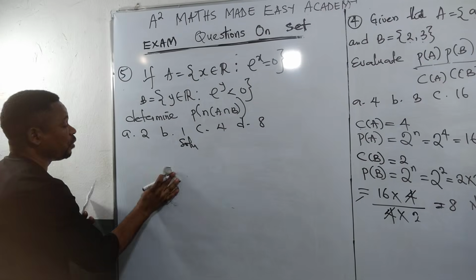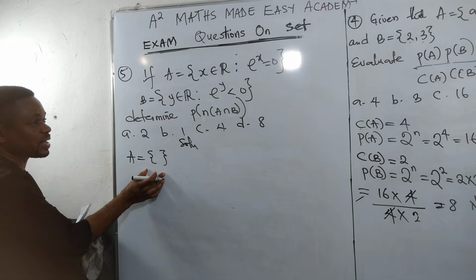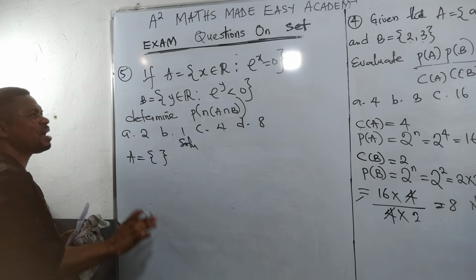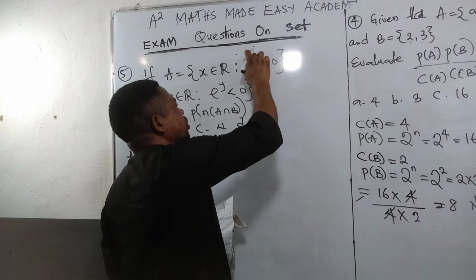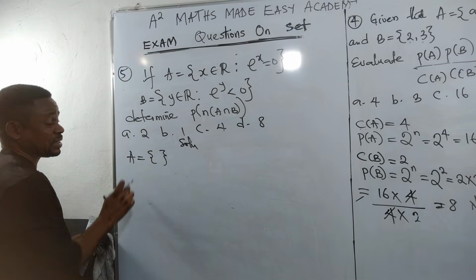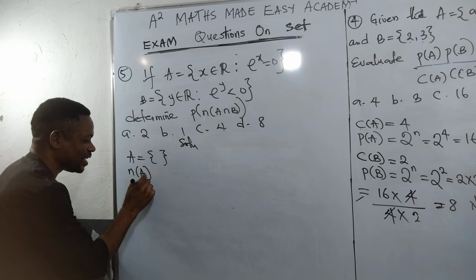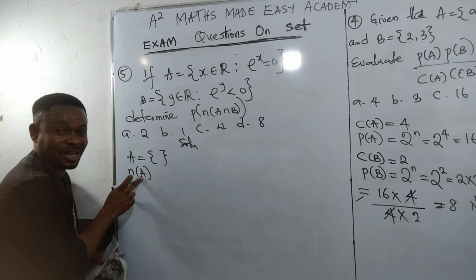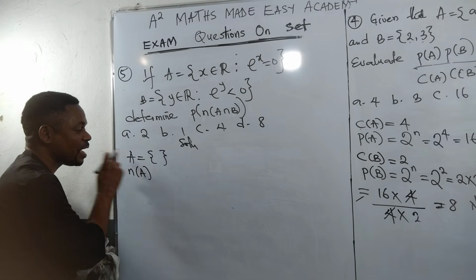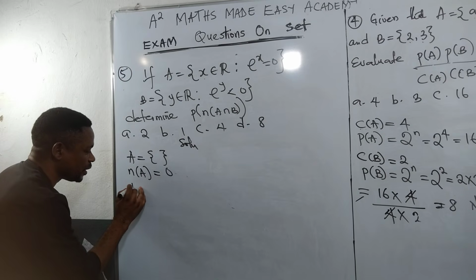Then what do we conclude? In this aspect of the set, it implies that set A is an empty set. It has no member. Anytime you consider an exponential function equal to 0, it can never give you any member. So it's an empty set. We now get the cardinality of set A, the number of items contained in set A. Is there any number here? No. So the answer is 0.